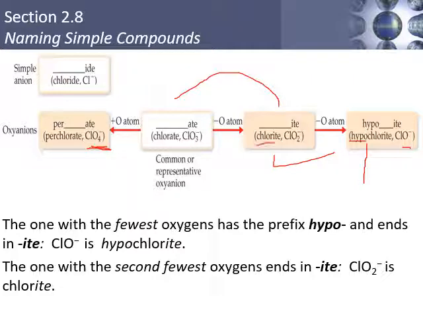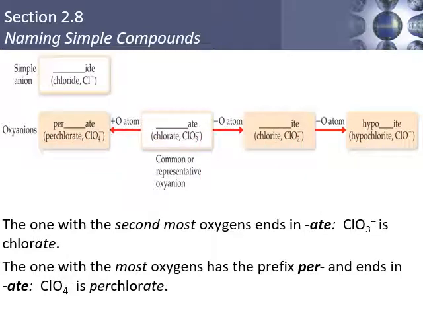This one is chlorite, this one is chlorate. So this is like the nitrite and the nitrate. And then when you get to the one that has 4, you put per in front of the chlorate. So this is chlorate to perchlorate, and this is chlorite to hypochlorite. And again, notice the charges on all 4 of these are all the same. So try to remember that. The charges are not changing here. Even though we're changing the number of O's, we're not changing the charge. All right, next slide.